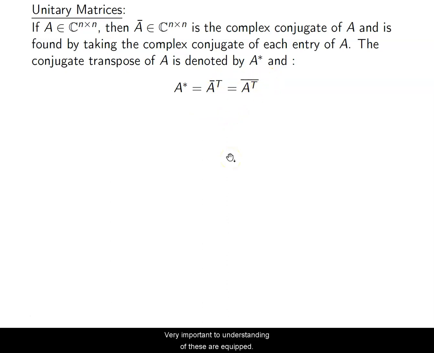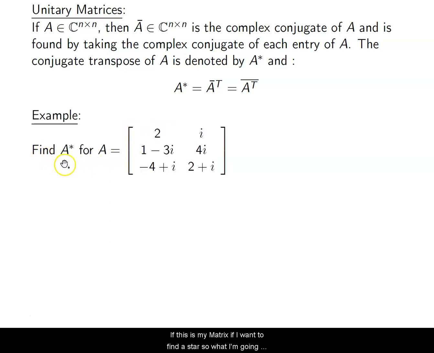It's very important that you understand the notation. Again, these are equivalent to A star. I'm going to mix these up and go back and forth between using this form and this form, just so that you get used to the idea that they're the same thing. Okay, so let's do an example.